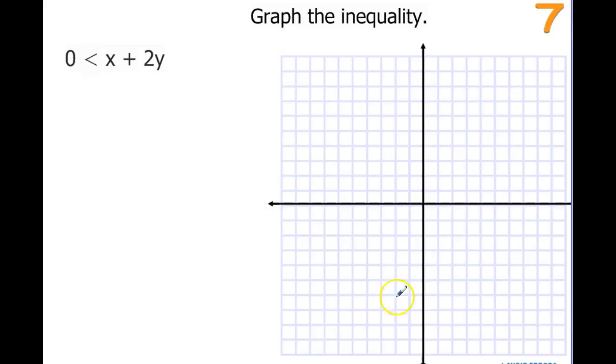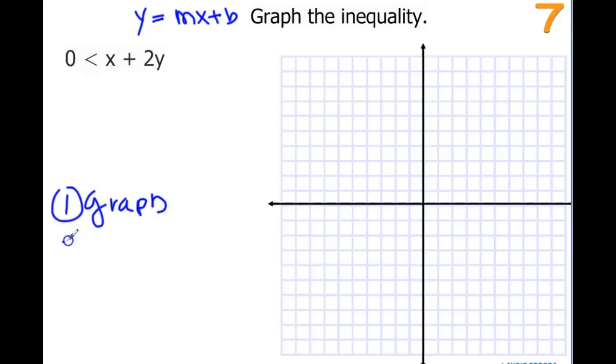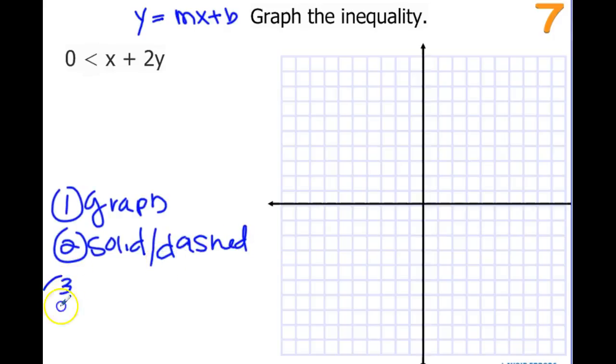I think you should try this one on your own. Solve for y, get y all by itself, and then graph it. Determine whether the line is solid or dashed. Oops, D-A-S-H-E-D, dashed. And then step 3 would be to shade above or below the line. If you would like to test a point, you can, but you do not have to.